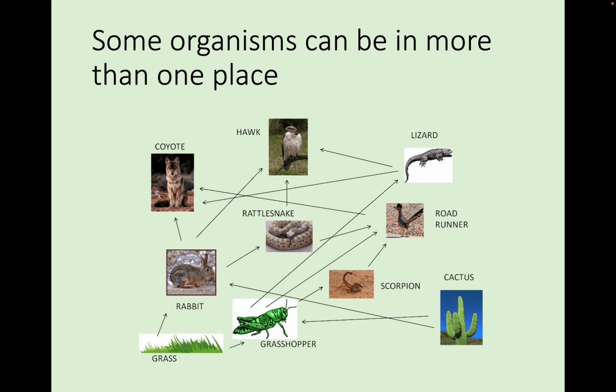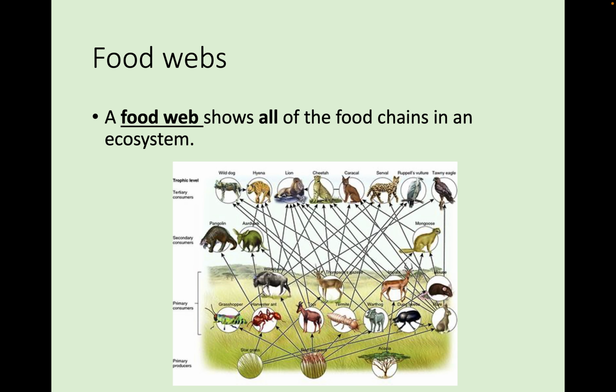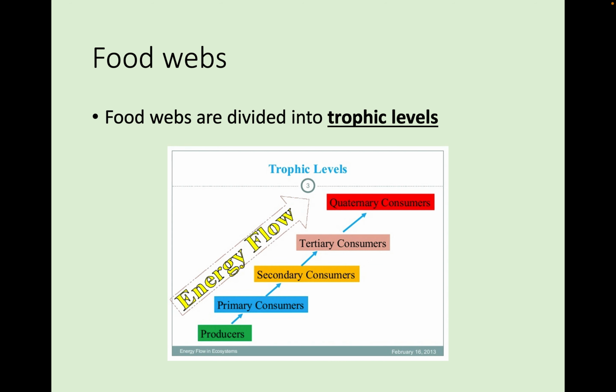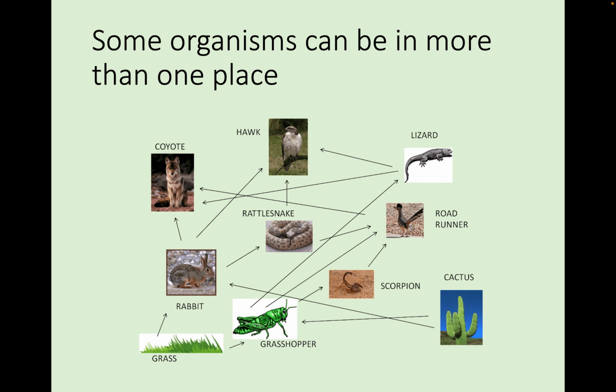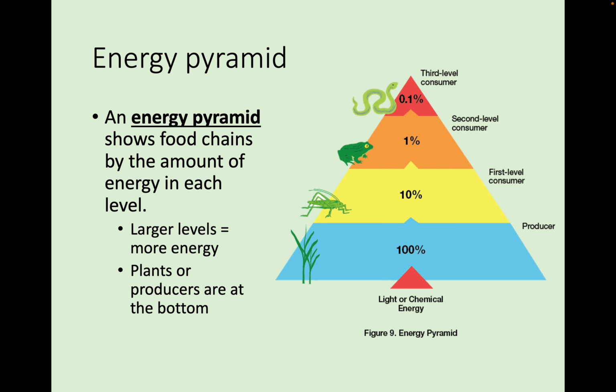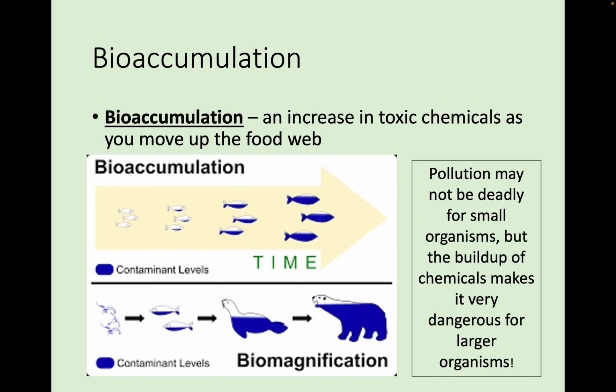Alrighty, you should know the difference between a food chain and a food web. You should know how to draw those arrows, and that in food webs, organisms could be in more than one level, just depending on which way you follow the arrows. You should know how to read an energy pyramid, and you should know how toxins can build up as you move up a food web or food chain.